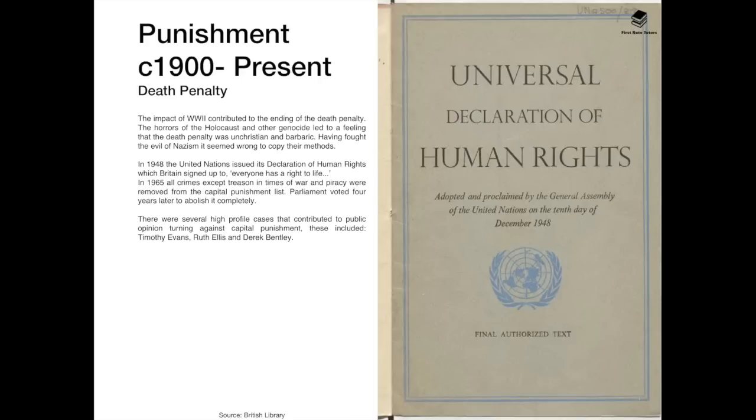In 1965, all crimes except treason in times of war and piracy were removed from the capital punishment list. Parliament voted 4 years later to abolish it completely. There were several high-profile cases that contributed to public opinion turning against capital punishment. These included Timothy Evans, Ruth Ellis, and Derek Bentley.